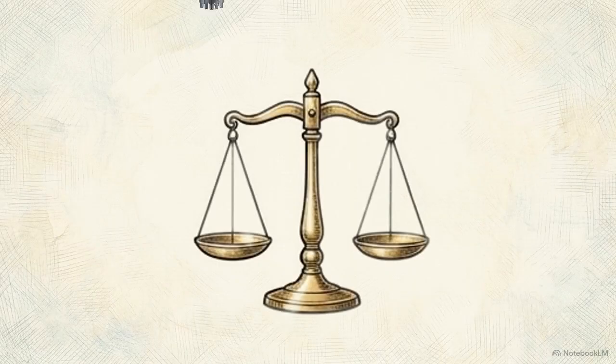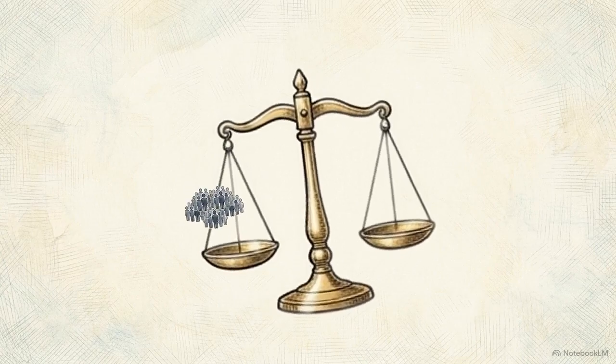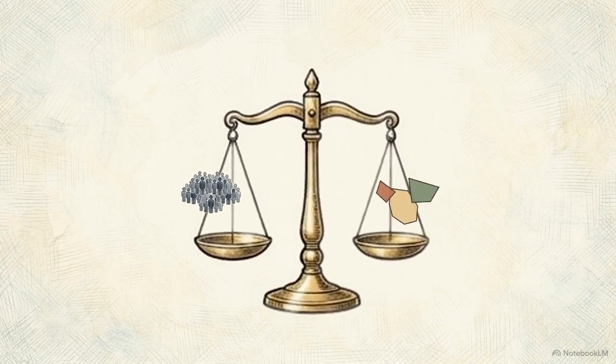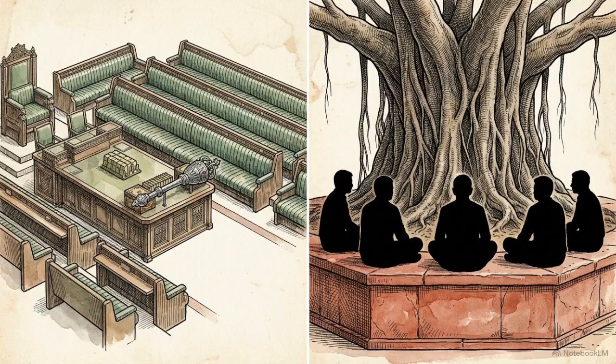A two-house design creates this equilibrium. One side gives weight to sheer population size, while the other ensures that individual states have an equal platform to protect their regional interests. This structure blends the formal debating procedures of the British parliamentary tradition with the indigenous, community-led roots of the village panchayat.